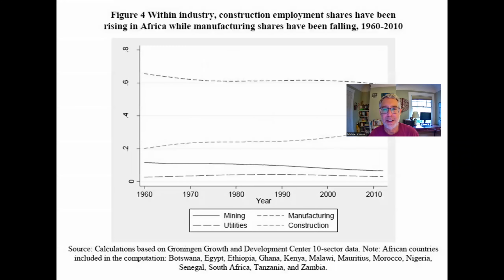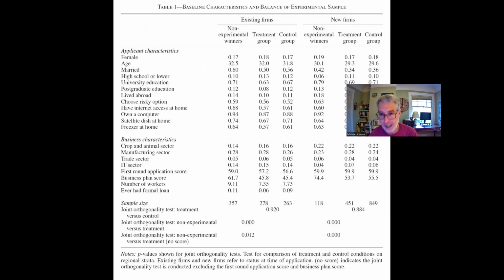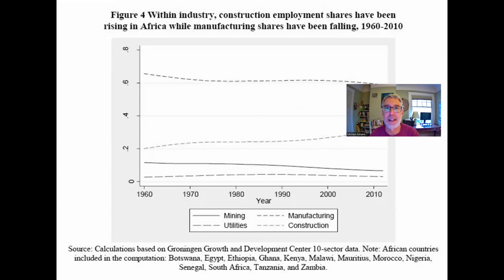And let's see, yet another baseline table: existing firms, treatment group, control group. So those are examples of baseline tables. And here's a figure from one of our early papers that we read. Notice again that we have the figure and the number.